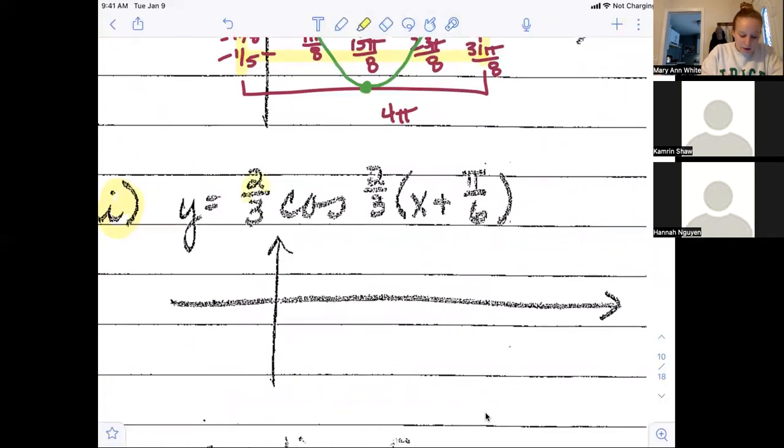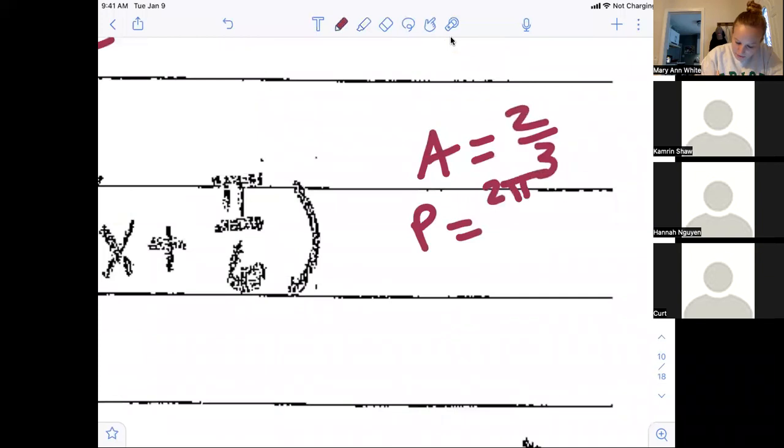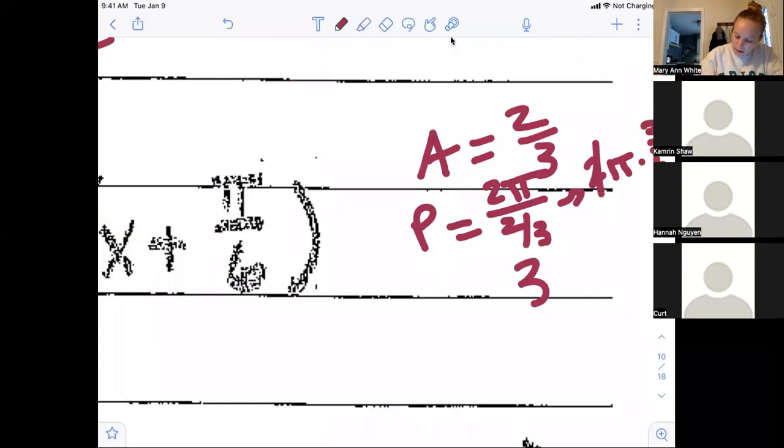Okay, so we find all of our pieces. I've got 2/3 is my A, so that means my amplitude is 2/3. I have 2/3 is my B, so that means I'm going to do my 2 pi divided by 2/3. Write that down. So my period, I'm going to do 2 pi divided by 2/3. So when I multiply that by the reciprocal, I get 2 pi times 3 over 2. And the 2's cancel. So my period now is 3 pi.